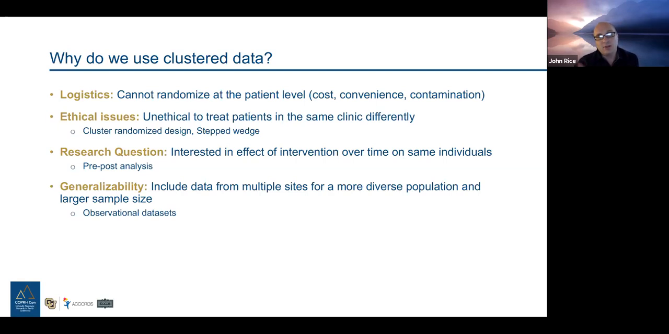Another reason is that certain research questions can only be answered using clustered data. If we're looking at the effect of an intervention over time on the same patients, then we would need to account for clustering within patients to really gain the benefits of that kind of design, because that will take advantage of the within-cluster correlation I'll talk about in a moment. And then finally, generalizability. Clustered data often allows you to include data from multiple sites to obtain a more diverse patient population and potentially a larger sample size.